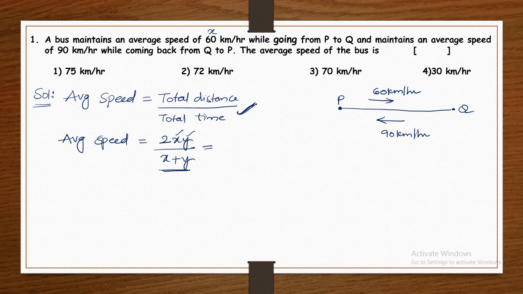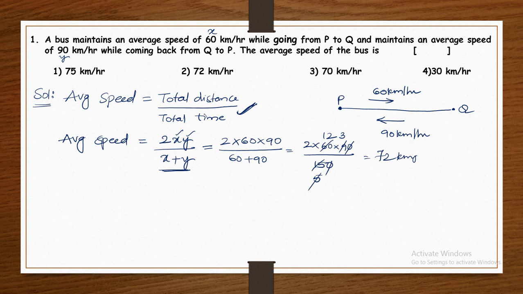Now this 60 is my x and this 90 is my y. Directly substituting the values, 2 into 60 into 90 divided by 60 plus 90. 60 plus 90 is 150. Now this 0 0 I can cancel out. Next in 3 table I can cancel it 3 times. In 3 table 5 times. Again in 5 table, this 60 goes 12 times. Finally 3 2s are 6, 12 6 72 kilometers per hour. Hence the answer is 72 kilometers per hour.